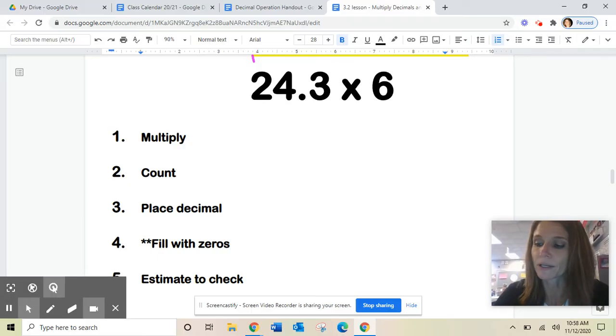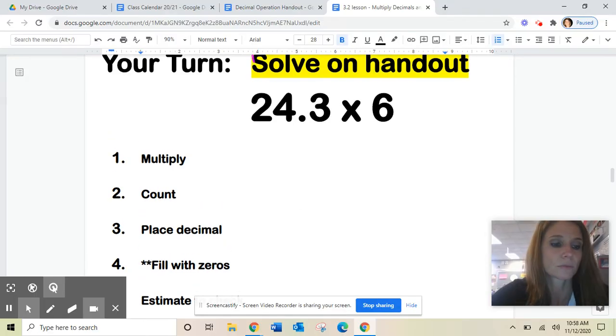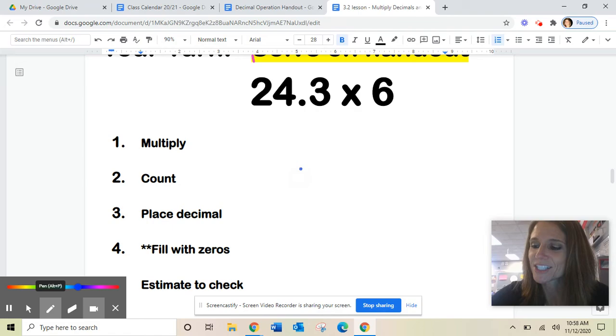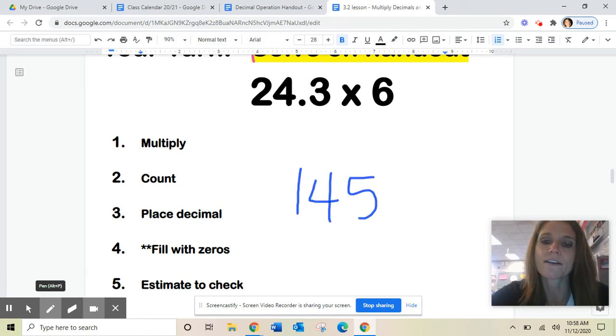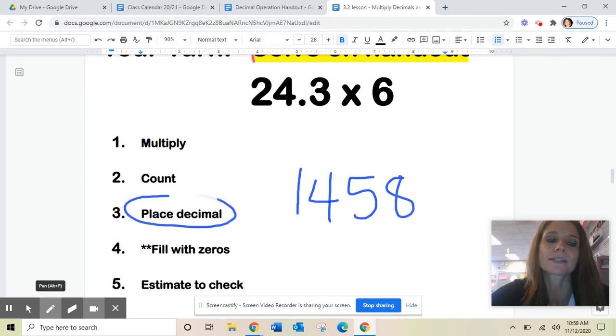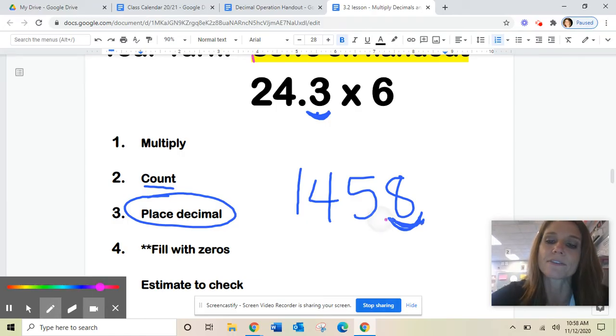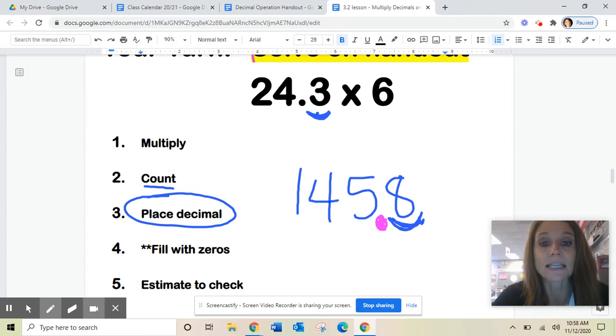So if you multiply correctly, you would have come up with the digits 1, 4, 5, 8. But we need to place a decimal. So I count. One number is to the right of the decimal in the problem. That's the 3 in the tens place. So my answer needs the same one spot. My decimal is going to sit in between the 5 and the 8 here, making this 145 and 8/10.